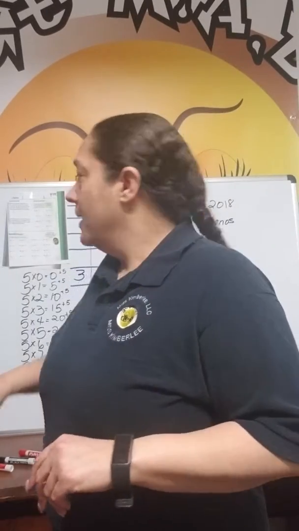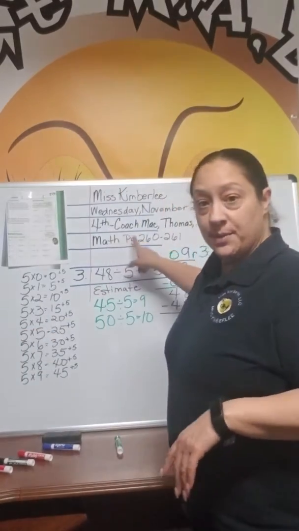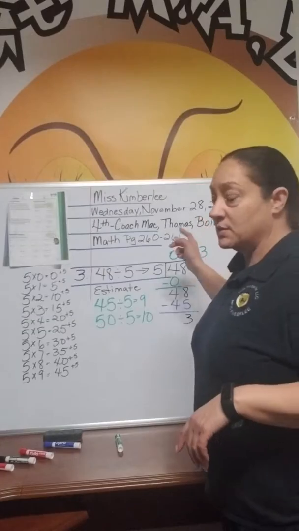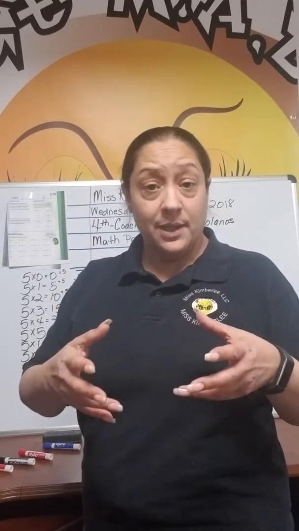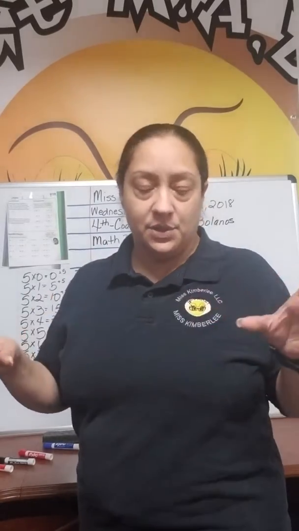So they had a homework assignment or class assignment today, and this is it. It's in their math book, page 260 and 261, and it's for 4th grade, and I wrote this up here. It's for Coach Mack, Miss Thomas, and Miss Bolaños. So what I'm doing is I'm just going to take it step by step so that we can go through it quickly. You do the same patterns over and over. It doesn't matter how many numbers you have, but we'll get through this.